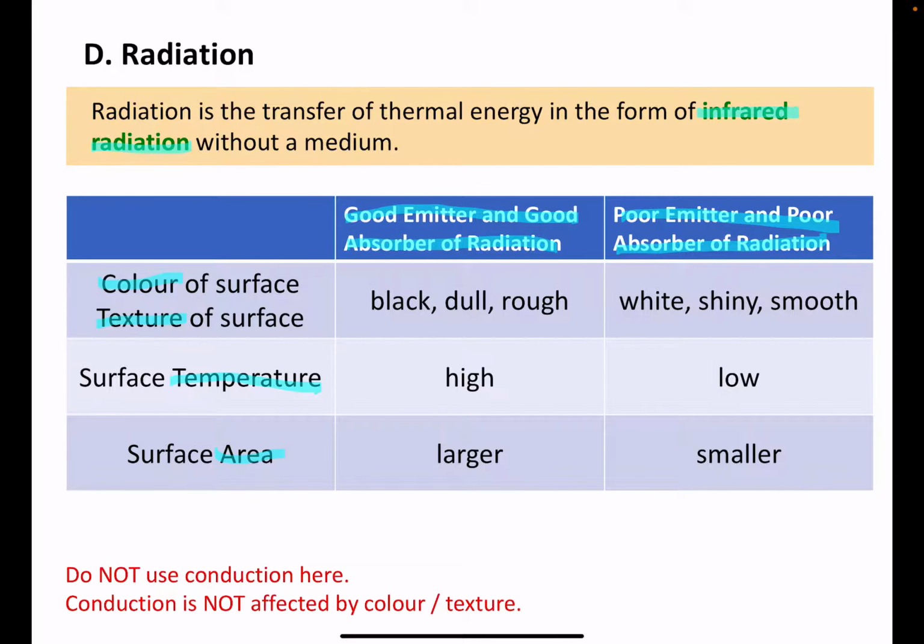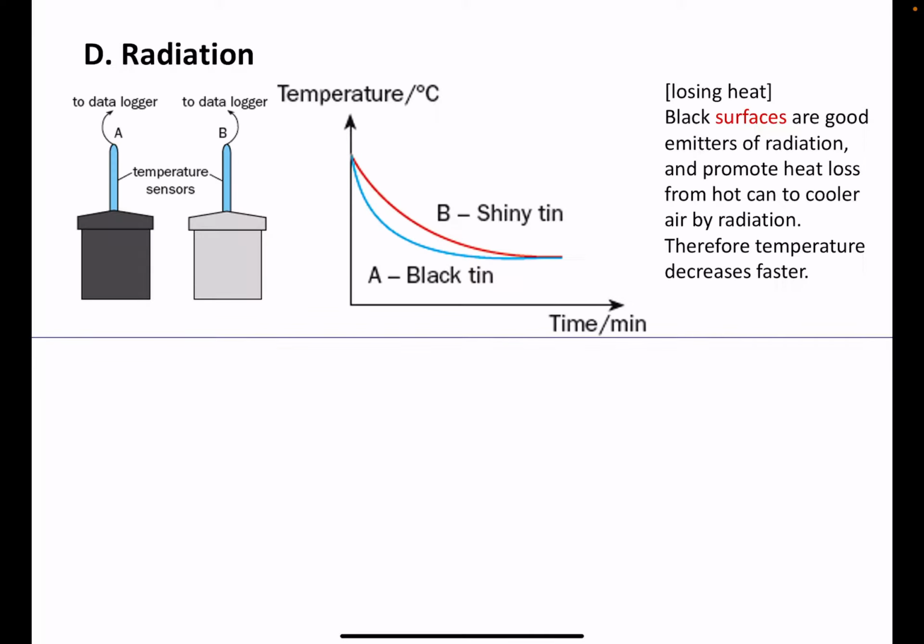Now, it is important that you do not use conduction here. Conduction is not affected by color or texture. So, giving an example, you have two cans containing hot water. So this is a question about losing heat. The hot water will lose heat to the cooler surrounding. And here, the black surfaces are good emitters of radiation, and therefore it will promote heat loss from the hot can to the cooler surrounding air by radiation. Therefore, the temperature will decrease faster.